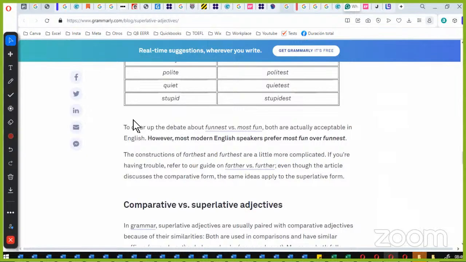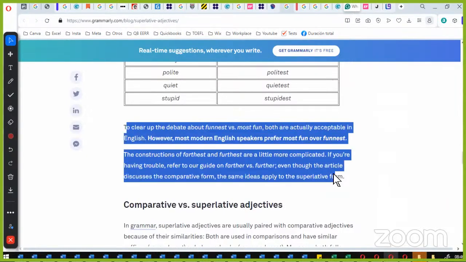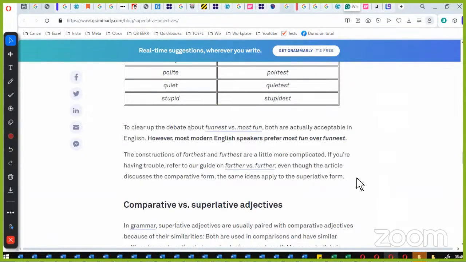And to clear up the debate about funnest and most fun, both are actually acceptable in English. However, most modern English speakers prefer most fun over funnest. The constructions of farthest and furthest are a little more complicated. If you're having trouble, refer to our guide on farther versus further. Even though the article discusses the comparative form, the same ideas apply to the superlative form.